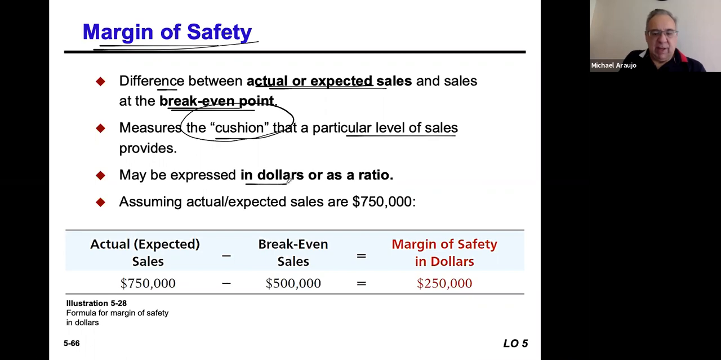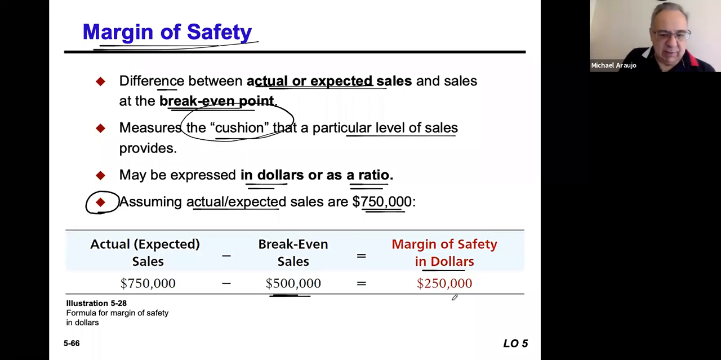Okay, it can be expressed in a dollar amount, or it can be expressed as a ratio. So let's assume our actual and expected sales are $750,000. Well, for this company, we had a break-even point of $500,000. We're assuming sales of $750,000, which means our margin of safety in dollars is $250,000.